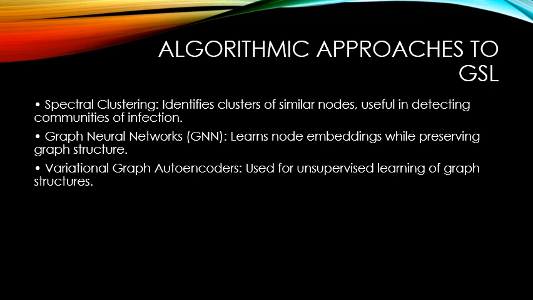Graph neural networks (GNNs) learn node embeddings while preserving graph structures. Variational graph autoencoders are used for unsupervised learning of graph structures.